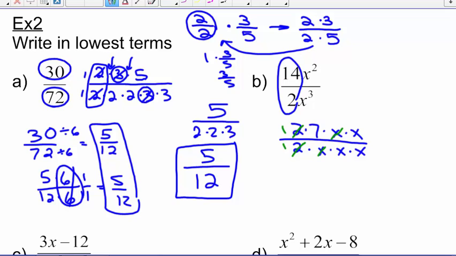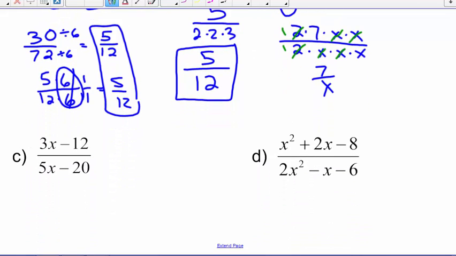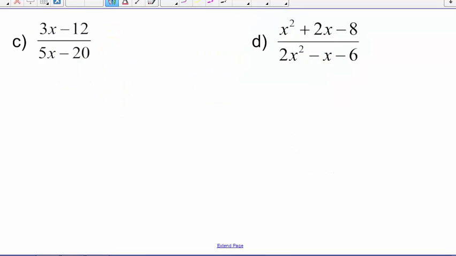And now what about the x's? I can do the same thing. I can cancel those out. So I should get 7 over x. Notice I have 2 x's on the top, 3 on the bottom. I have one more on the bottom. Think of it that way. So that leads us into part C here.